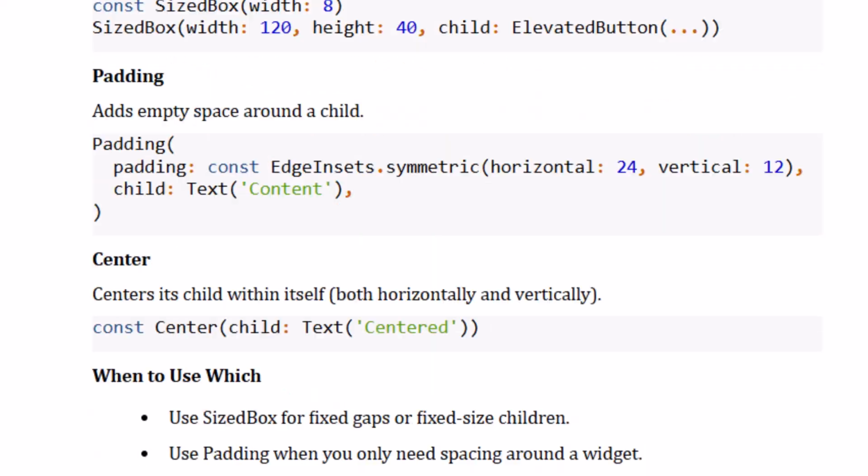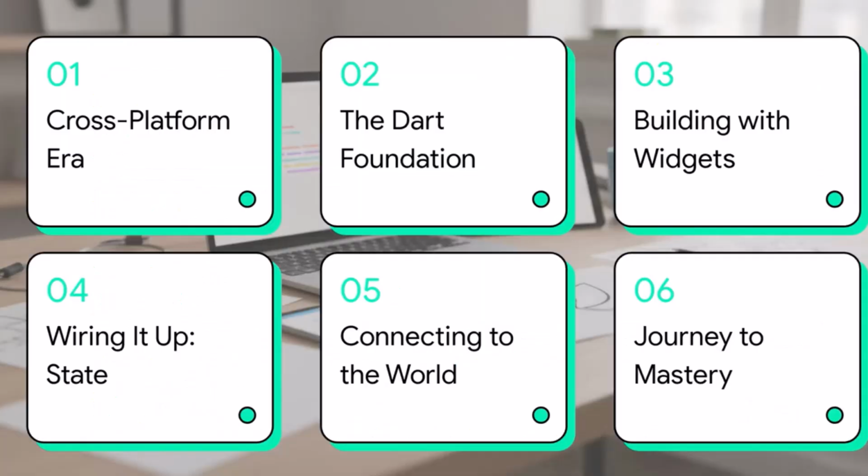giving you the exact roadmap you need. Think of this agenda as our architectural blueprint. We'll be moving step by step. First up, the cross-platform revolution. Then laying our Dart foundation, building up with widgets, wiring it all together with state, connecting to the real world, and finally, mapping out your personal journey to mastery.